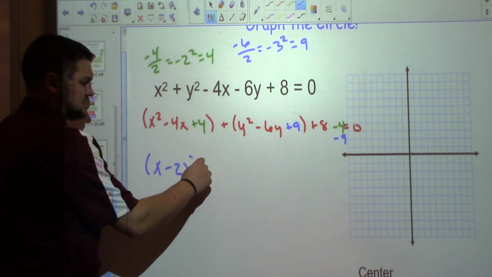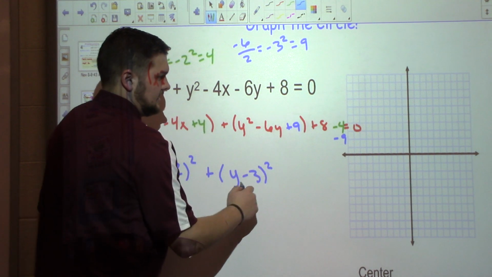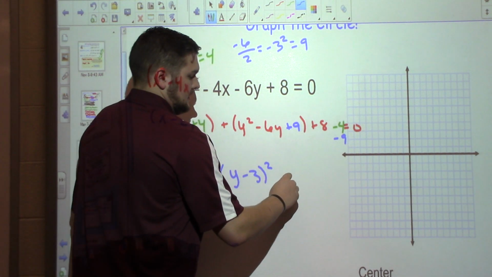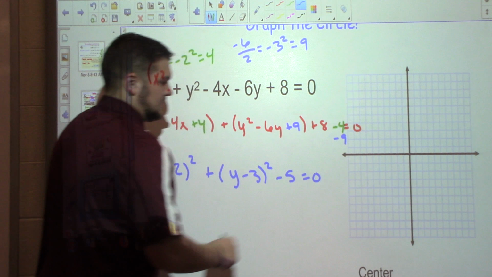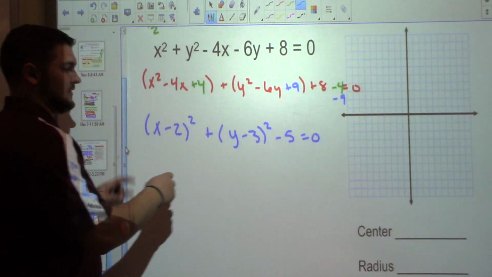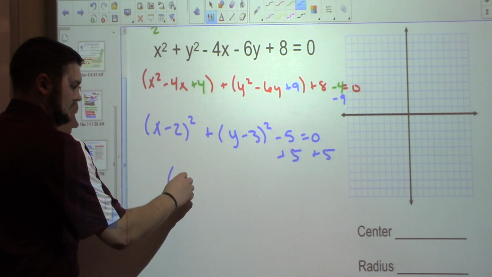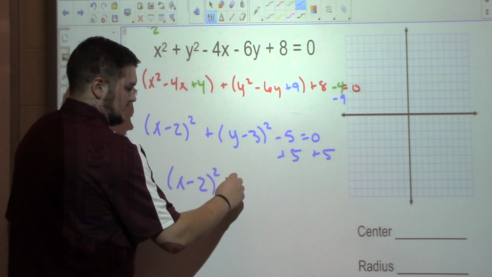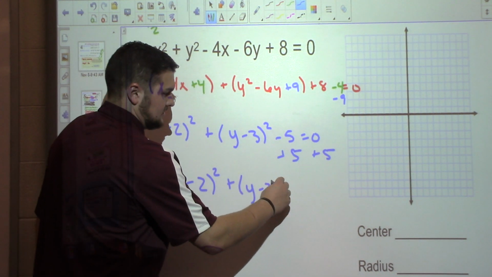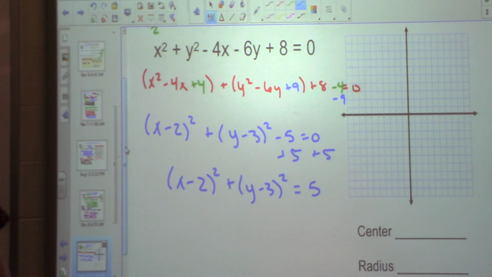X minus 2 squared plus y minus 3 squared minus 5 equals 0. So the last thing we got to do to get it to standard form is add 5. X minus 2 squared plus y minus 3 squared equals 5. Sweet, it's in standard form. But how do I graph it now?